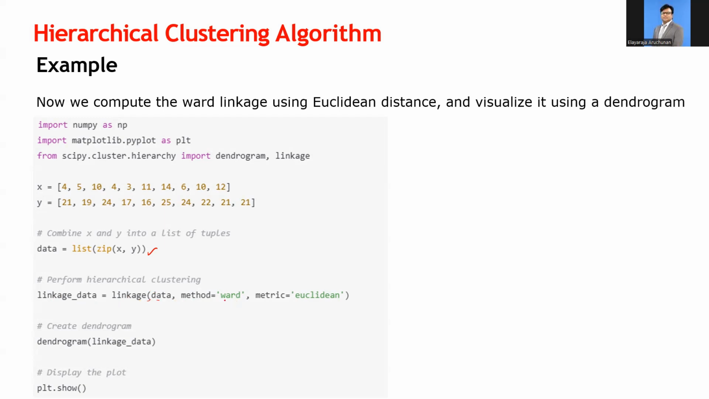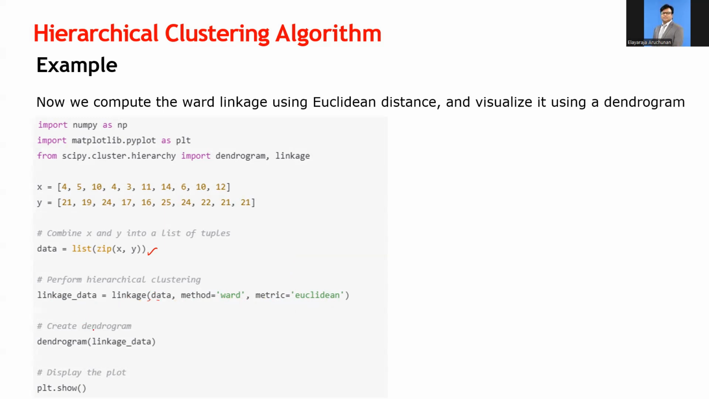what method. Of course, we're going to use the Ward linkage method. So we write 'ward', comma, and then metric. We have many metrics, for example Euclidean, Manhattan, cosine, and so on. We use the Euclidean method, so we just write 'euclidean'.